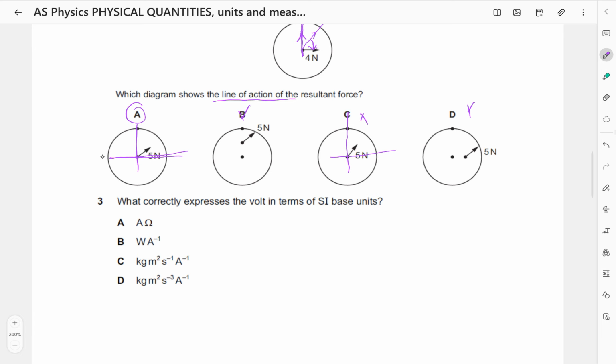What correctly expresses the volt in terms of SI base units? The volt is a unit of PD, and we know that PD can be energy or work done per unit charge. Work done is kilogram meters squared per second squared. Then charge is current times time, which is ampere seconds. So it becomes kilogram meter squared per second cubed per ampere, which makes the answer to be D.